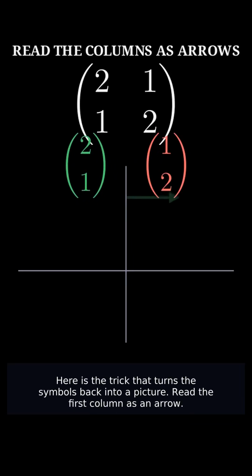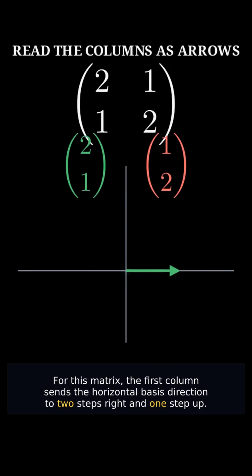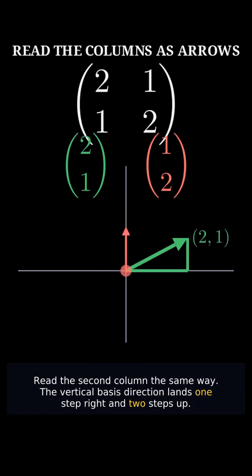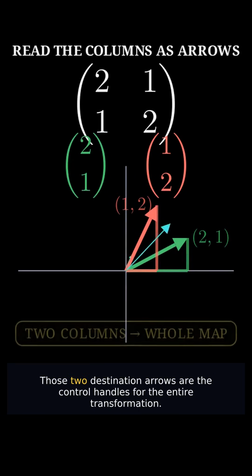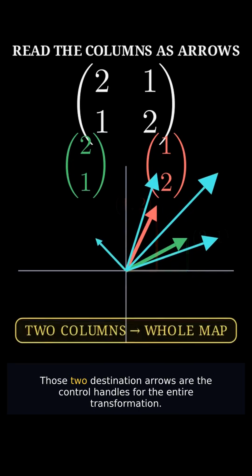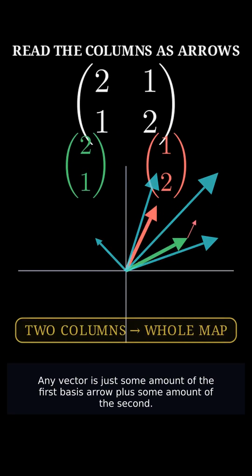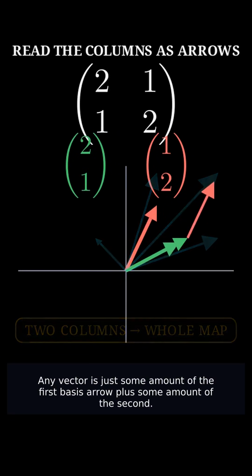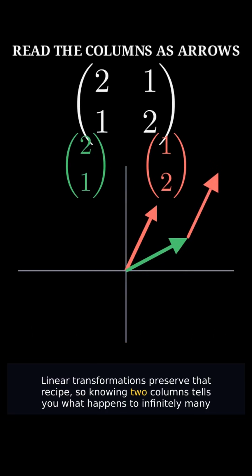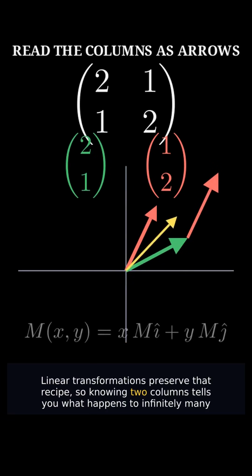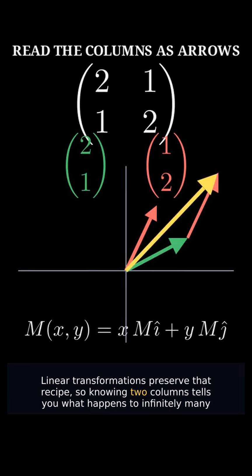Here is the trick that turns the symbols back into a picture. Read the first column as an arrow. For this matrix, the first column sends the horizontal basis direction to 2 steps right and 1 step up. Read the second column the same way. The vertical basis direction lands 1 step right and 2 steps up. Those 2 destination arrows are the control handles for the entire transformation. Any vector is just some amount of the first basis arrow plus some amount of the second. Linear transformations preserve that recipe, so knowing 2 columns tells you what happens to infinitely many points.